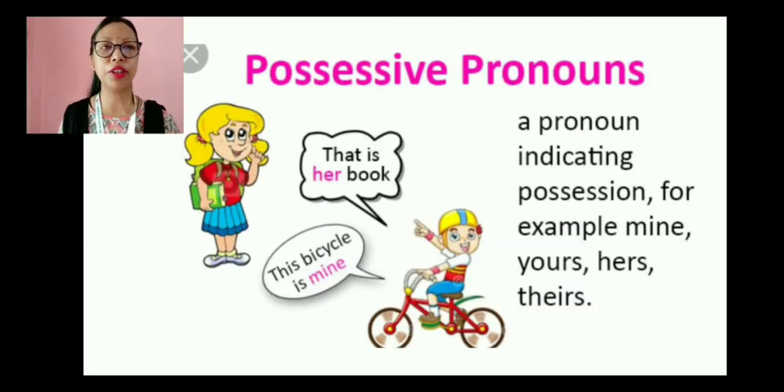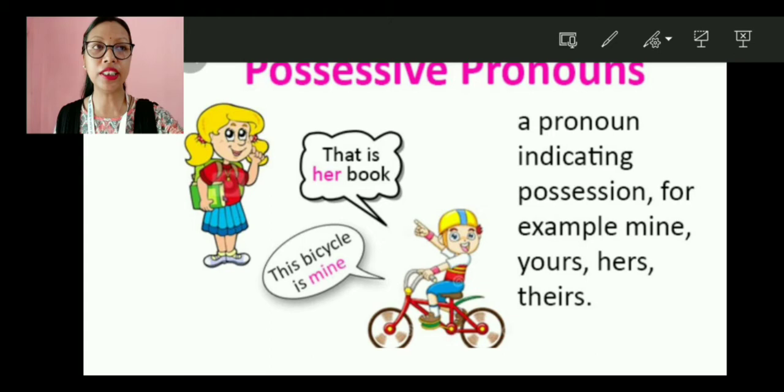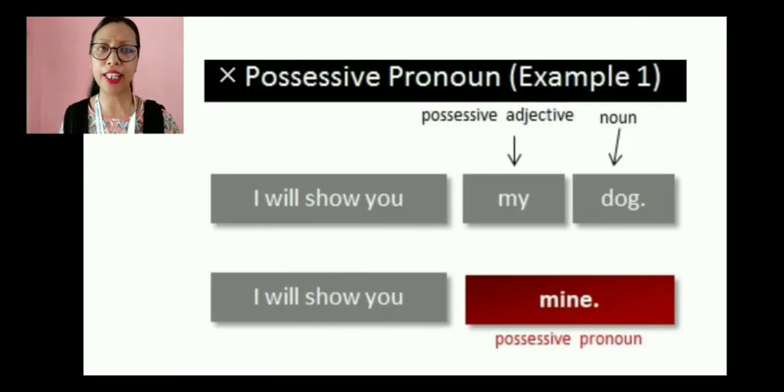Okay, now let's come to the possessive pronouns. So those were the possessive adjectives. Now we are going to talk about possessive pronouns. A pronoun indicating possession, for example, mine, yours, hers and theirs. That is her book. This is mine. This is mine means it is a possessive pronoun. So let us check some of the examples.